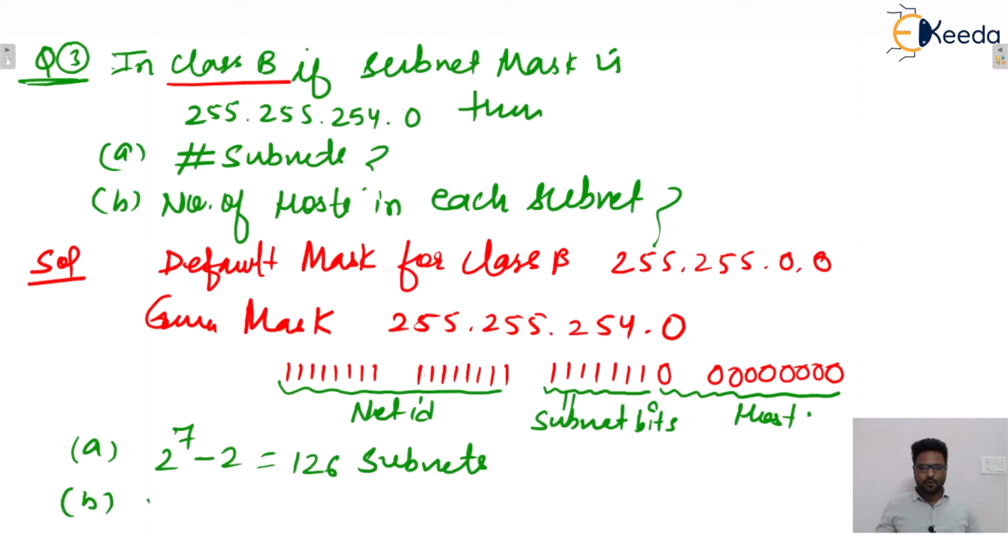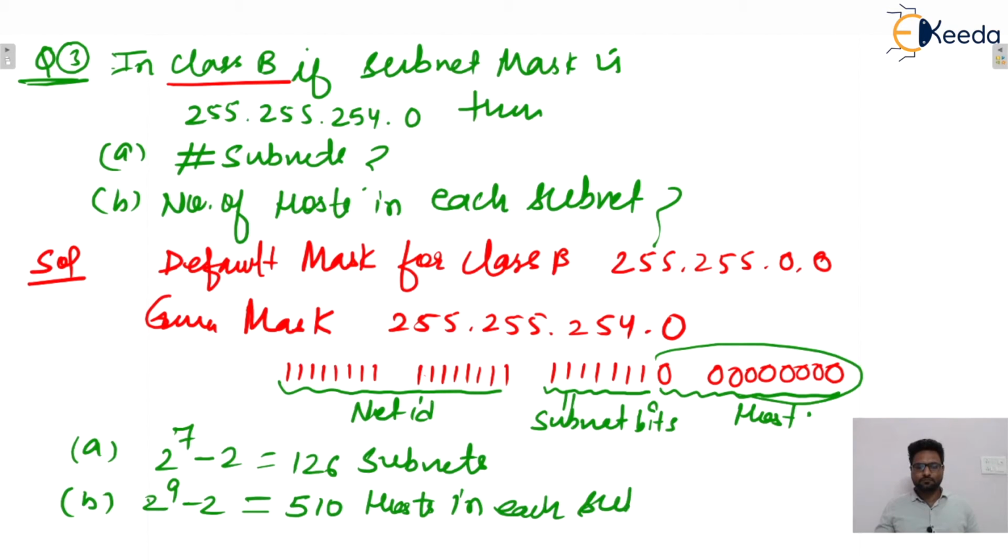Second one, you tell me: how many bits are for host? 9 bits are there. So 2 raised to power 9 minus 2, that is 510 hosts possible in each subnet. I hope this one is clear to everyone.